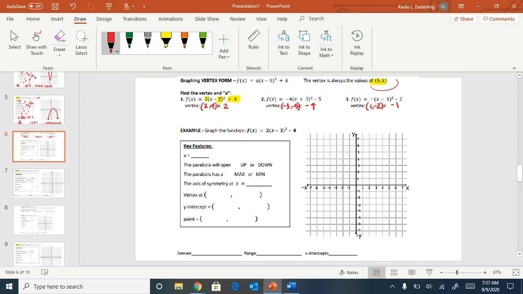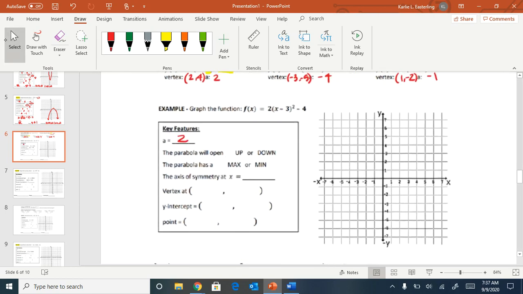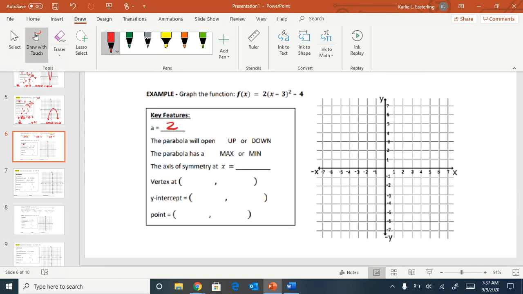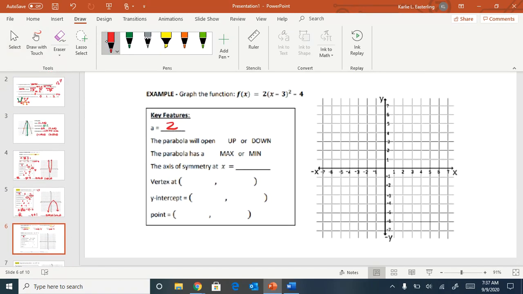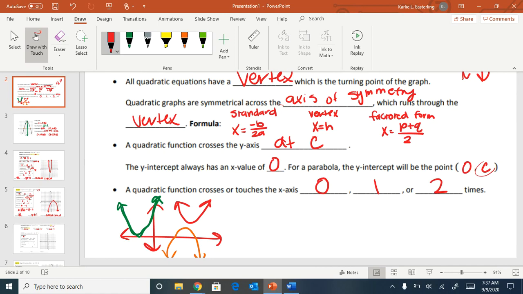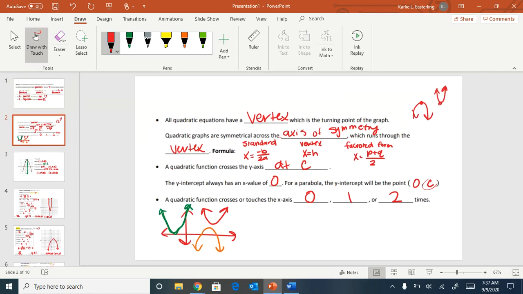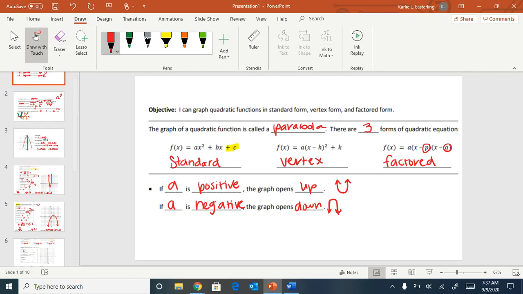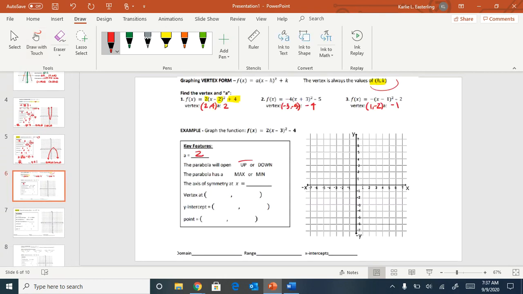So now we're going to graph the function f of x equals 2 times (x minus 3) squared minus 4. So our a term here is 2, and our a term here is positive. So whenever it's positive, remember, we open up. If we open up like that, we are going to have a minimum.